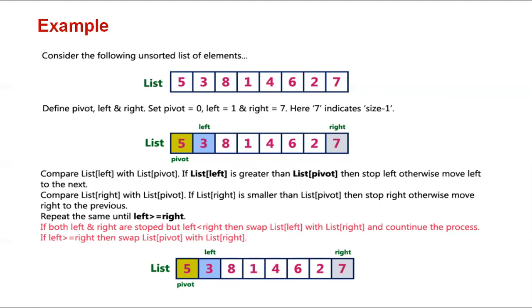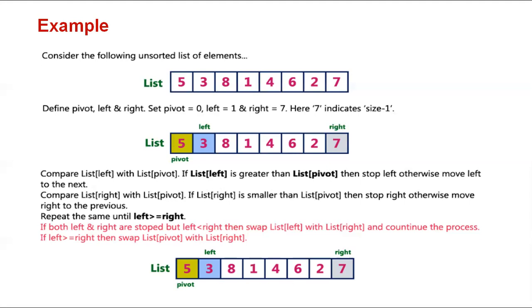How many elements are there? 0, 1, 2, 3, 4, 5, 6, 7. Total elements: 8 elements are there. Here, simply: left equal to 1, right equal to 7, pivot equal to 0. That is the 0 location value, the first value, pivot. Consider the first value as pivot.